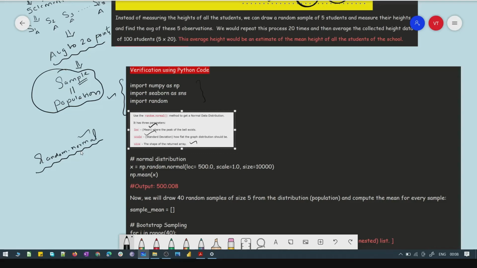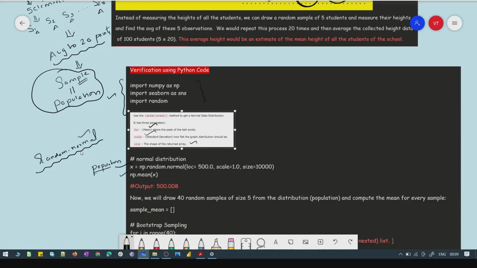And then I have given you the definition of random.normal. What it means is that I'm trying to generate a normal distribution, and it is coming from the NumPy library, that's why we have put np.random.normal. It's going to pick random values and form a normal distribution. The mean is going to be 500, which is mentioned in this line, the standard deviation is going to be 1, and the sample size is going to be 10,000. And what we're doing is finding the mean. So this will be my population.